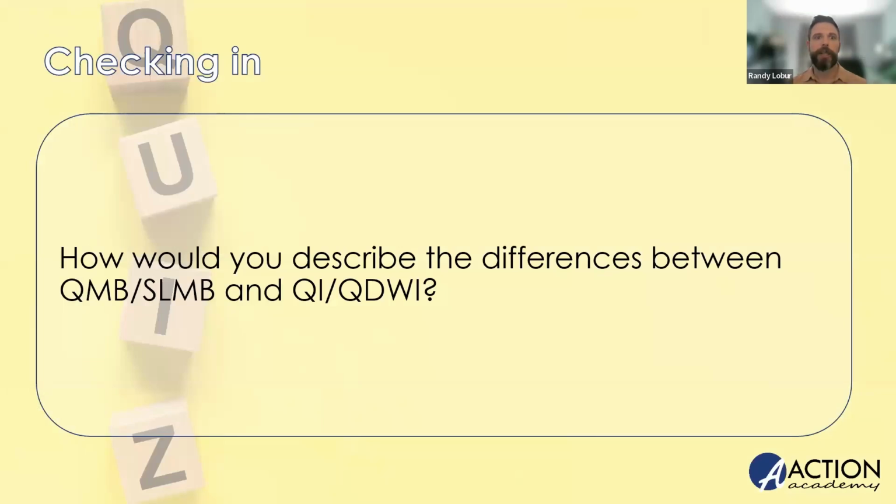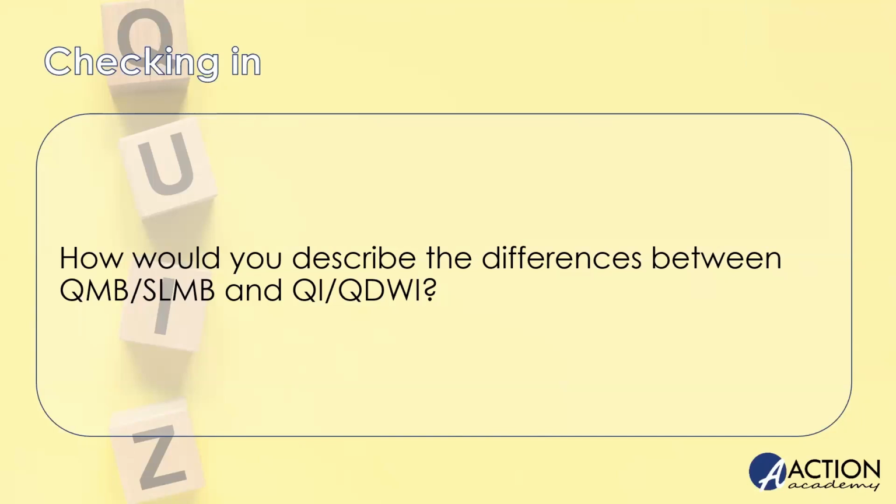So real quickly, I want to check in and make sure we have all these programs under our belt. How would you describe the differences between QMBs and SLMBs and their plus variations, QI and QDWI? Right, the first set of programs there is eligible for Medicaid. The other ones are not. Kevin, I might have stolen some of your thunder there. What else might you have to add?